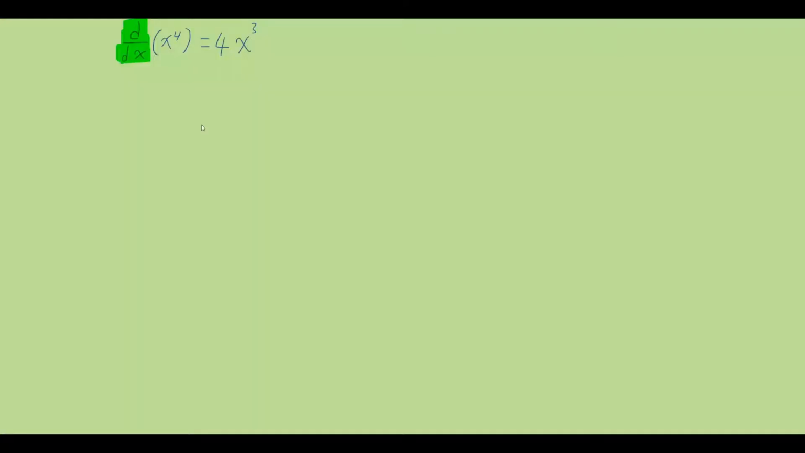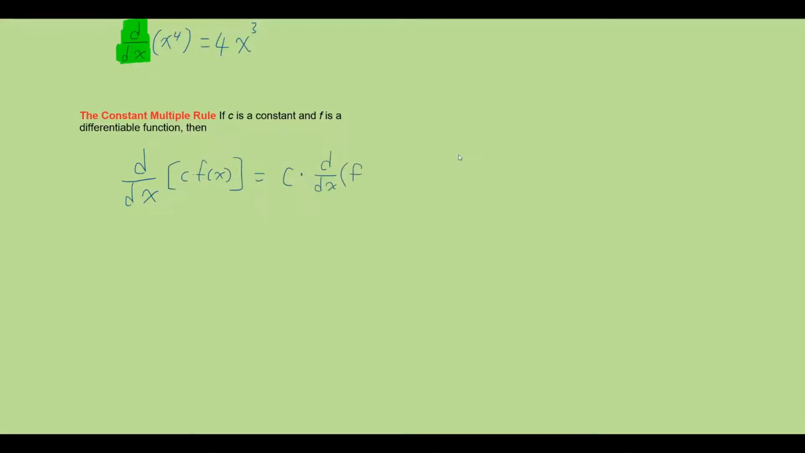All right, next we have some rules. Let's look at the first one, the constant multiplication rule. If C is a constant and f is a differentiable function, then the derivative of some constant multiplied by a function is equal to the constant multiplied by the derivative of the function.